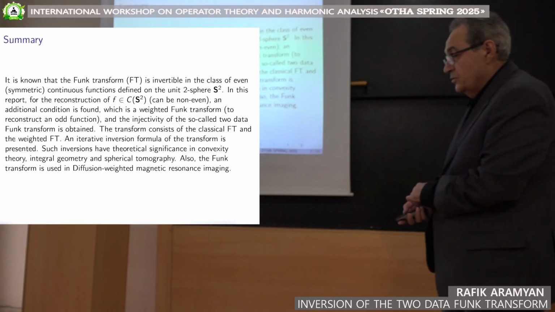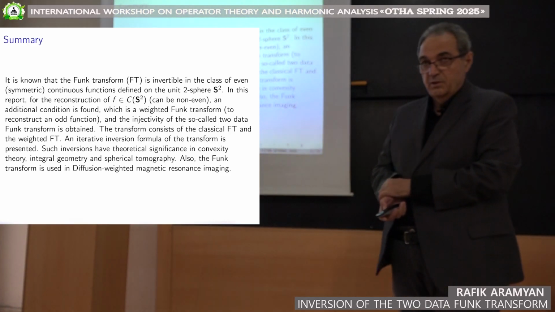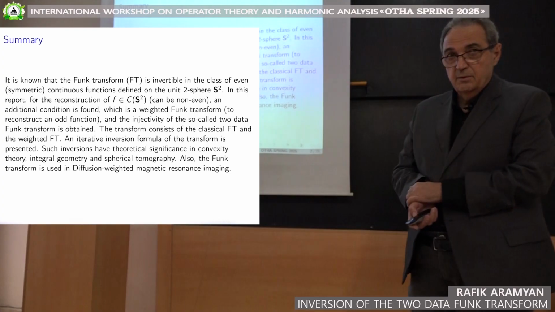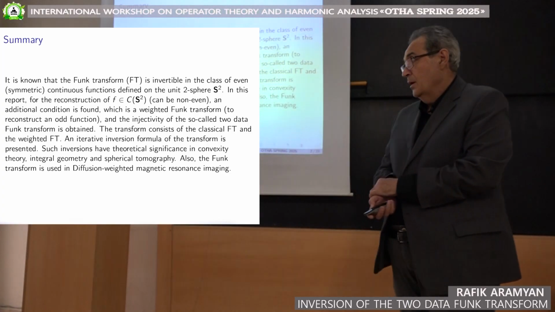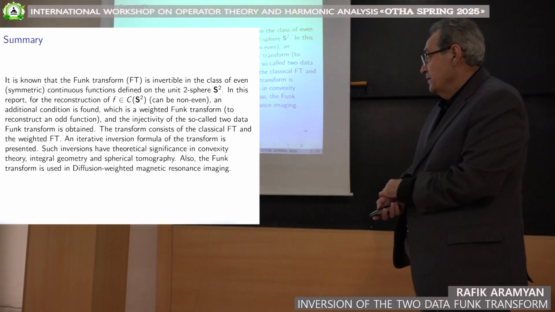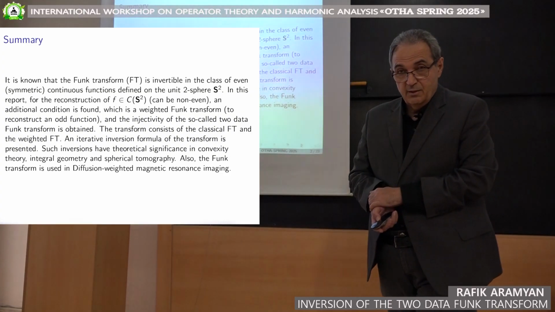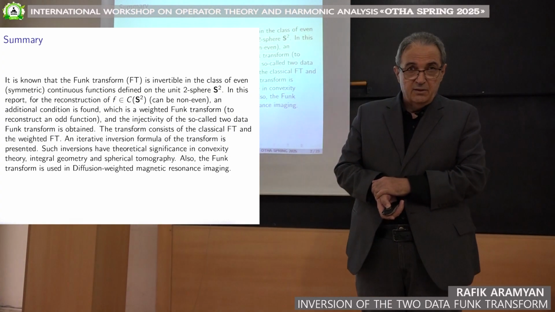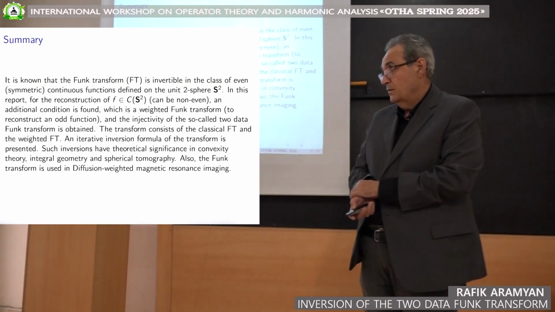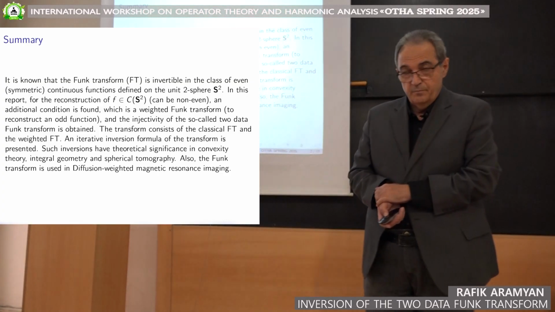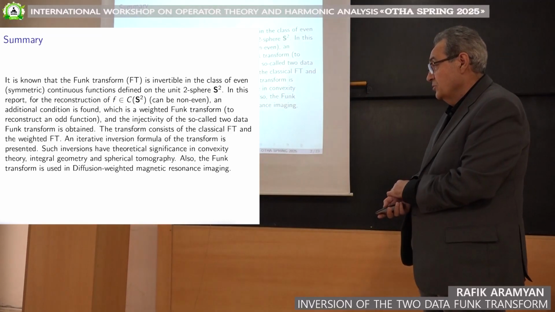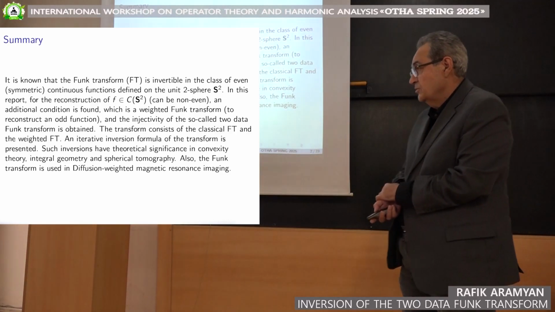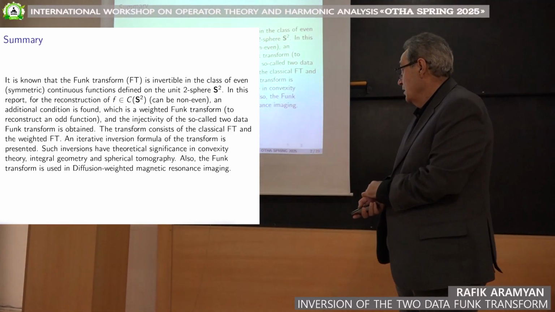Such inversions have theoretical significance in many areas of mathematics, for example, in integral geometry and in convex geometry. By the way, the inversion of the cosine transform, which plays a fundamental role in integral geometry, was obtained by Rubin using the Funk transform. Recently, I have discovered that the transform is used in magnetic resonance imaging.